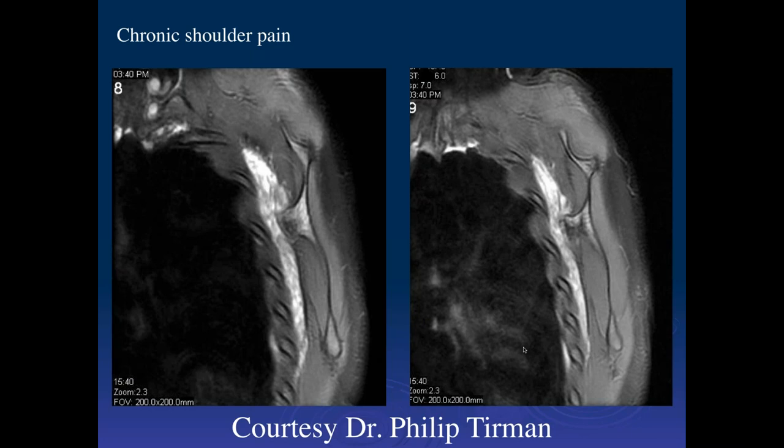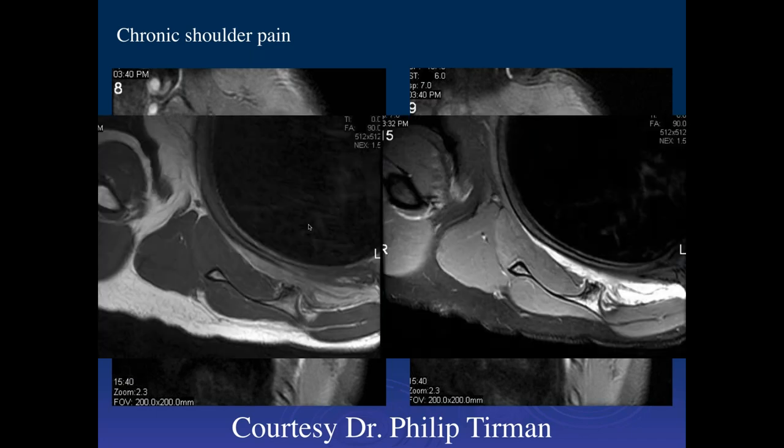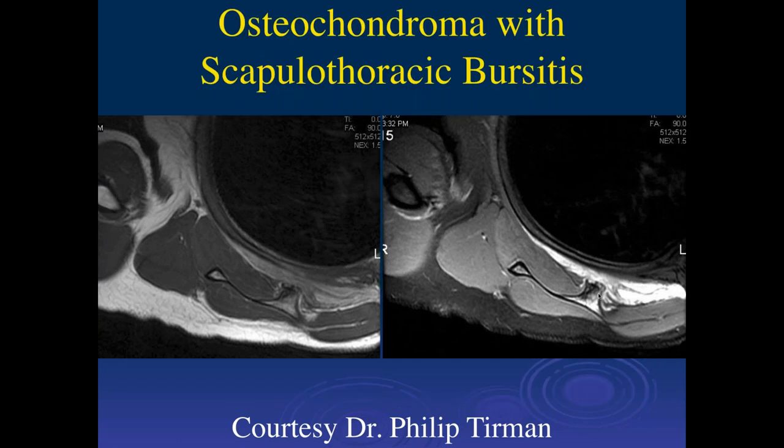Okay, do you see an osteochondroma here? I guess there is a little bit of a protrusion. Scapula, yeah, that shouldn't be there. Pretty big one. Here you can see it here. That's an osteochondroma producing scapulothoracic bursitis. Good.